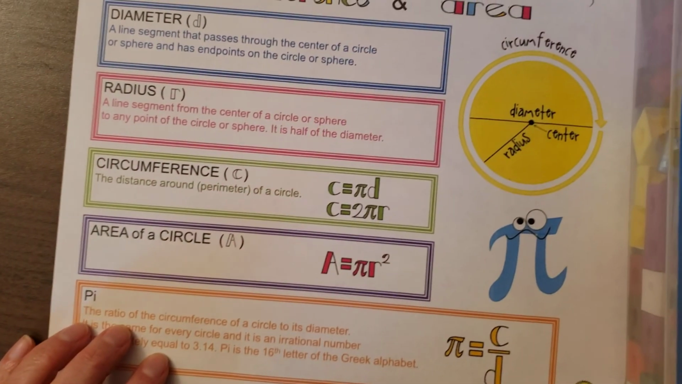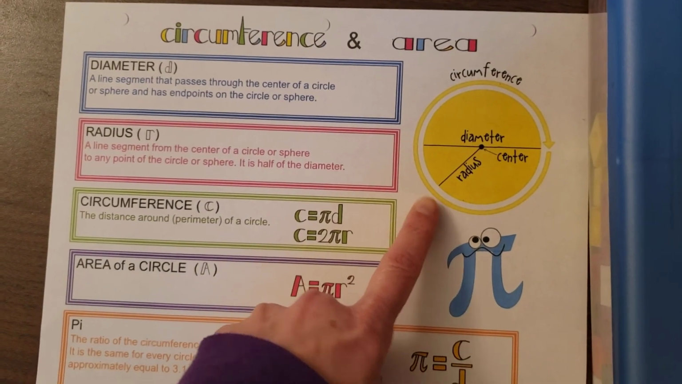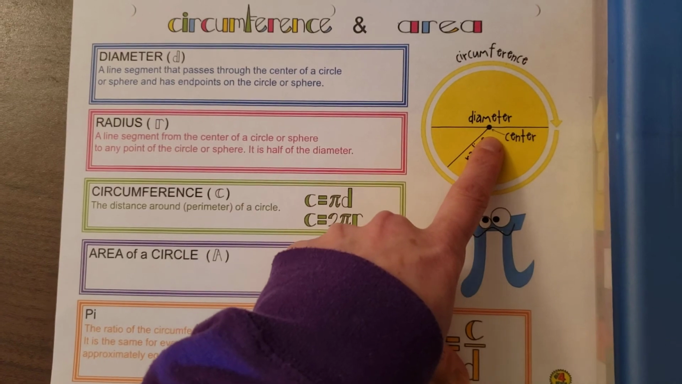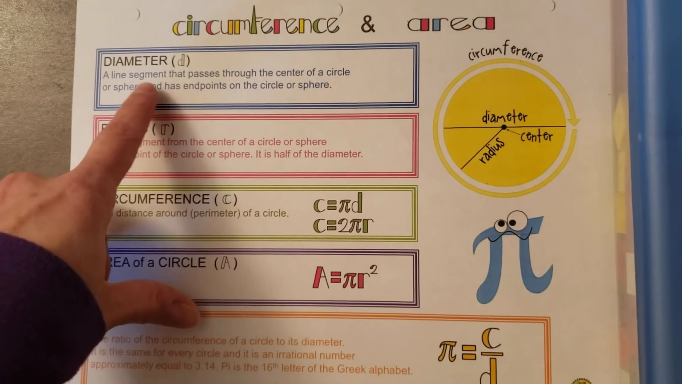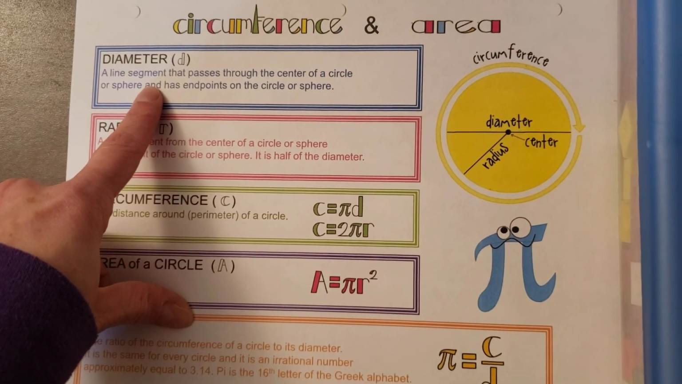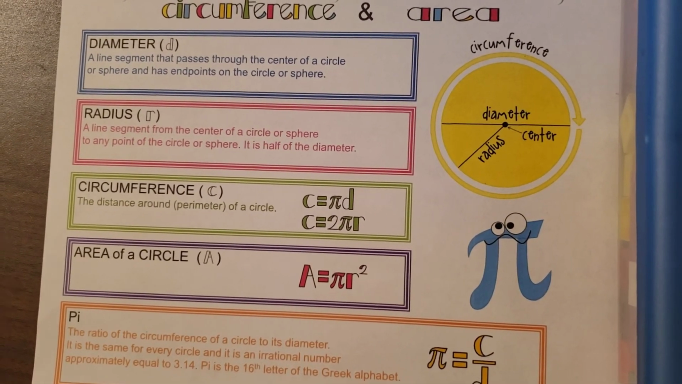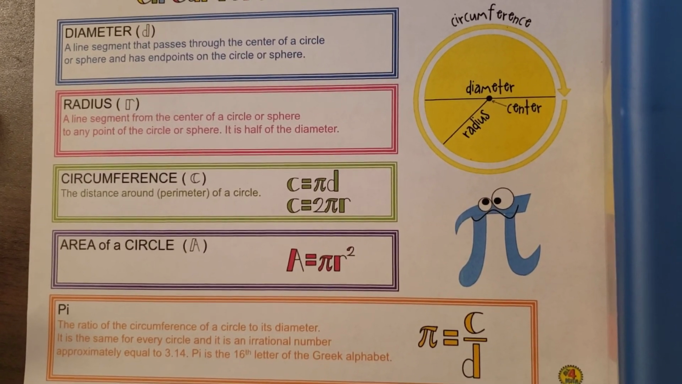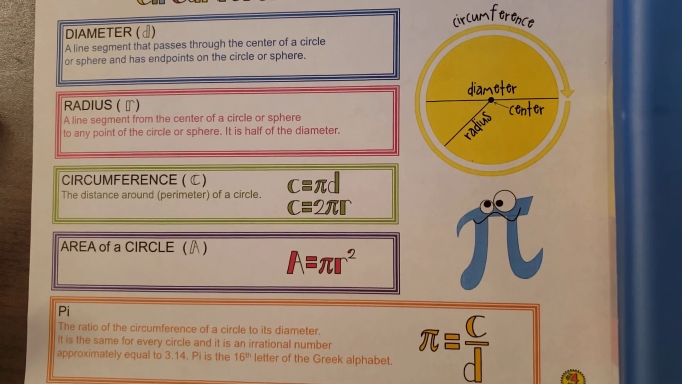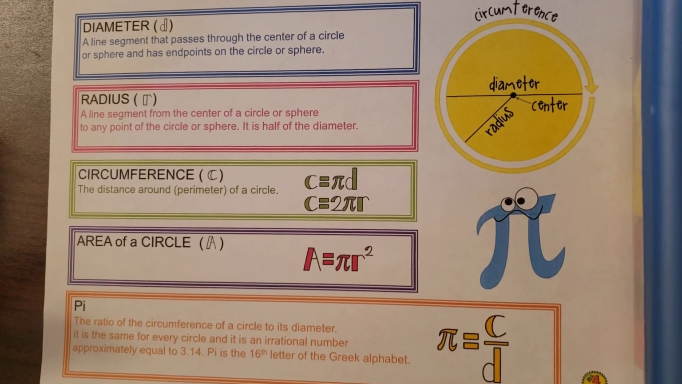Okay, so we've got our picture here of the circle. And we talk about the diameter and the radius and of course the center, the point that's in the middle. And we said here, the diameter. It is the line segment that passes through the center of the circle or a sphere. So this would also be true for a 3D shape and has endpoints on the circle or the sphere. It's the longest segment.